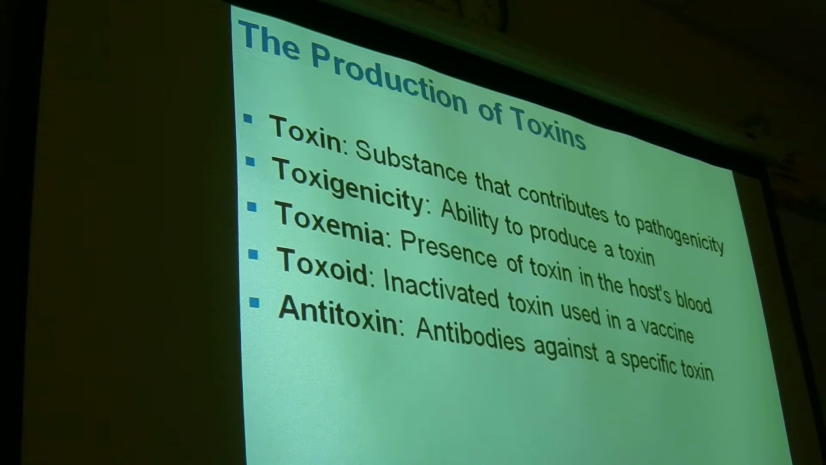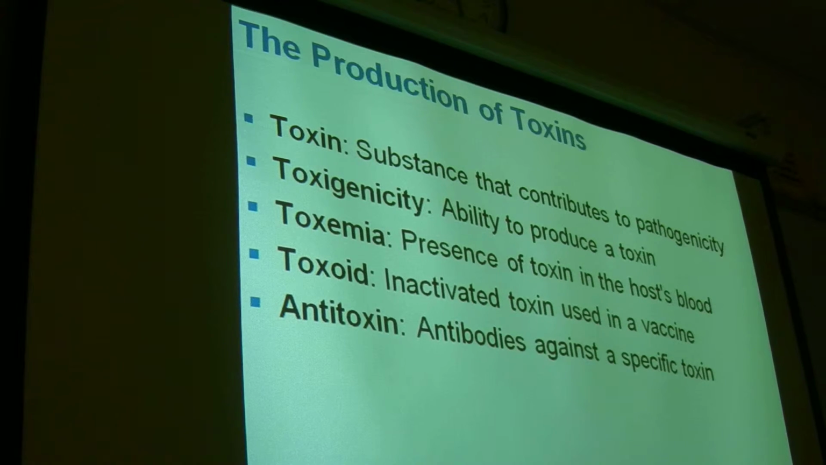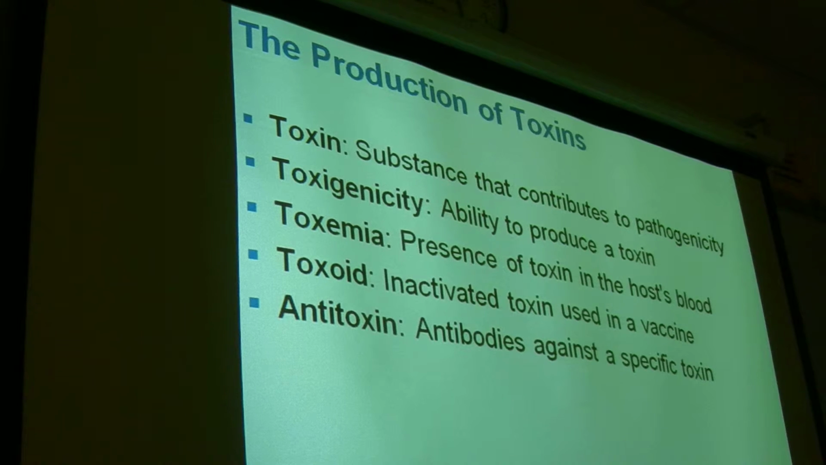We'll talk about toxins a little bit more. A toxin is a substance that contributes to pathogenicity. Some bacteria itself is toxic. Some bacteria produces a substance called a toxin, and the bacteria itself isn't harmful, but the toxin it produces is. Toxigenicity is the ability of a bacteria to produce a toxin. Toxemia is the presence of toxin in the host blood. If you suffer from toxemia, it means you have some bacterial toxin in your blood.